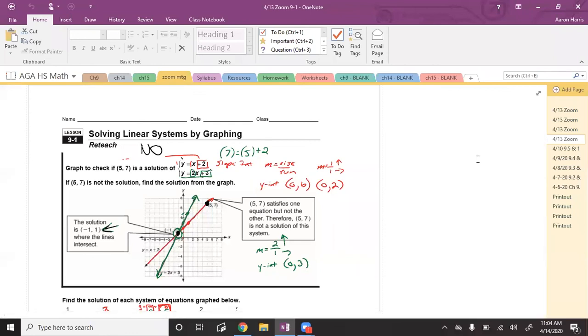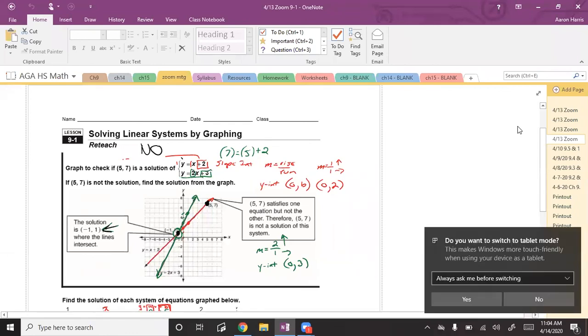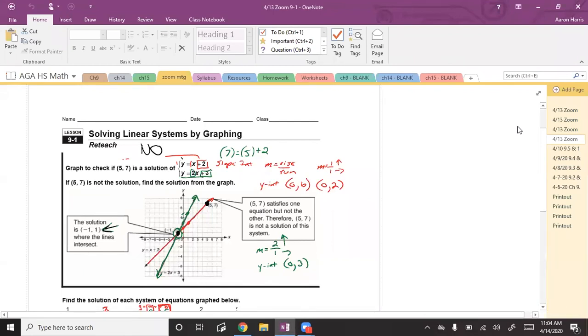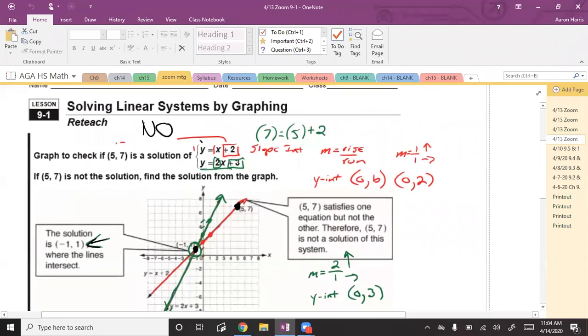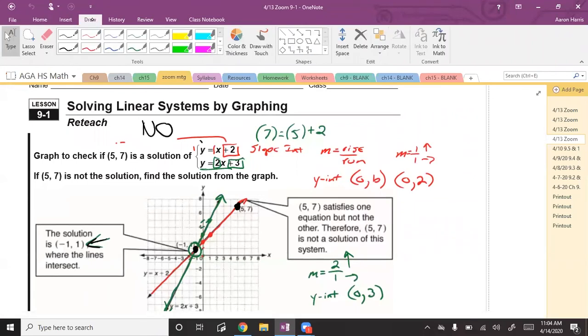So I'm just going to go over this stuff quickly from yesterday, and then we'll jump into what we were supposed to be doing today. Okay. So 9.1 talked about what? It talked about solving systems by graphing.